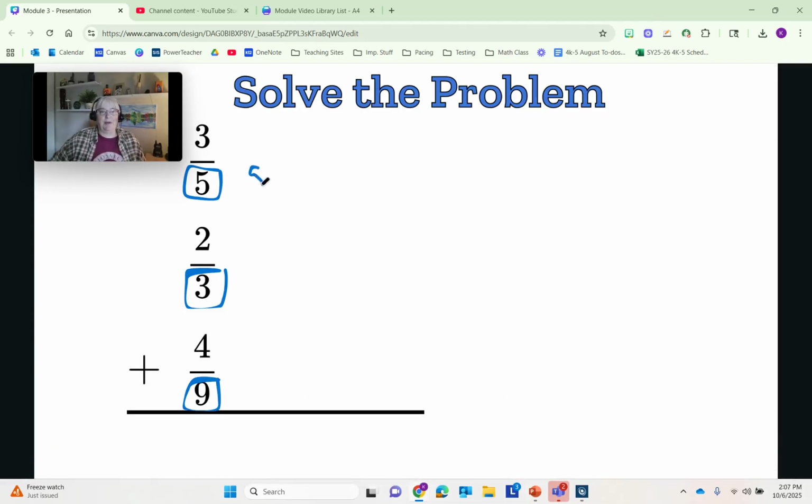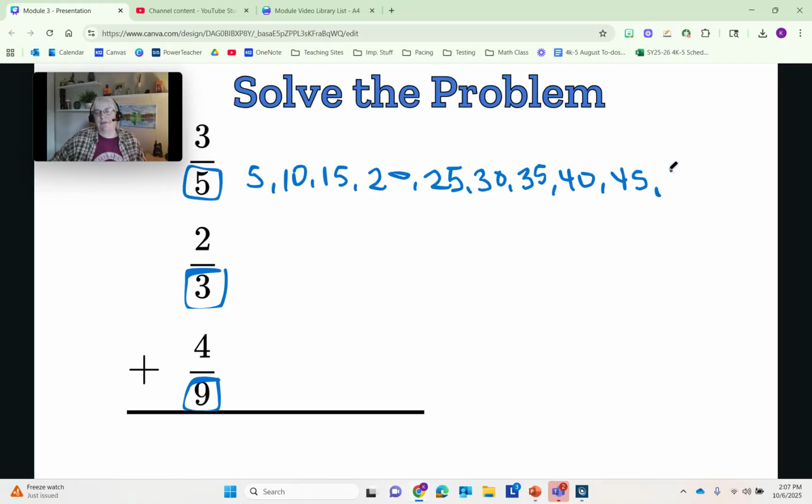So 5 times 1 is 5. 10, it's just counting by fives, right? 15, 20, 25, 30, 35, 40, 45. We have a lot of numbers because we are dealing with 9. All right.